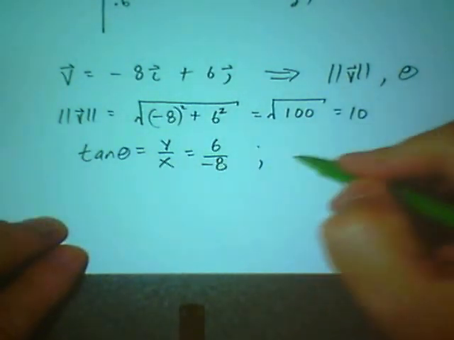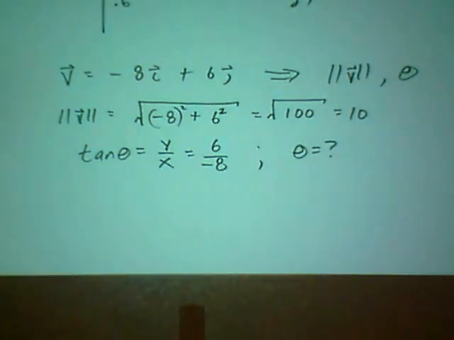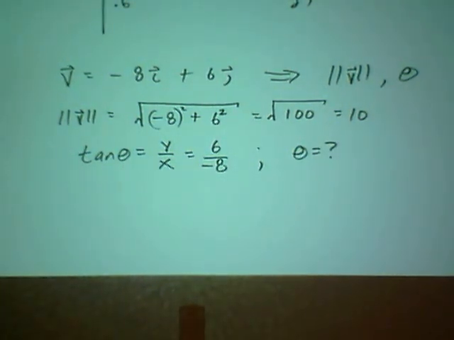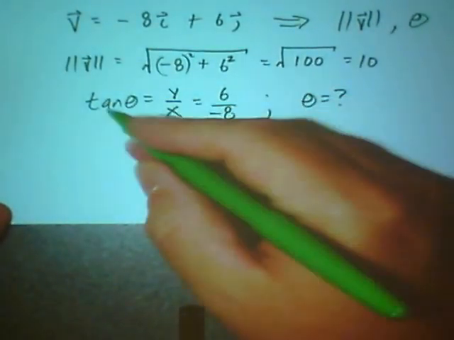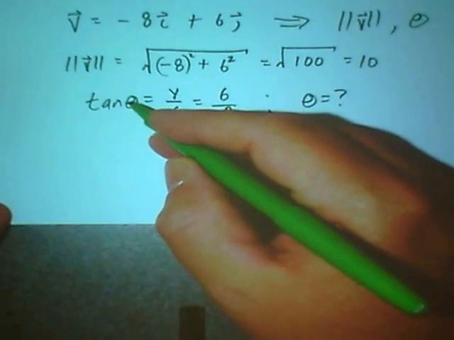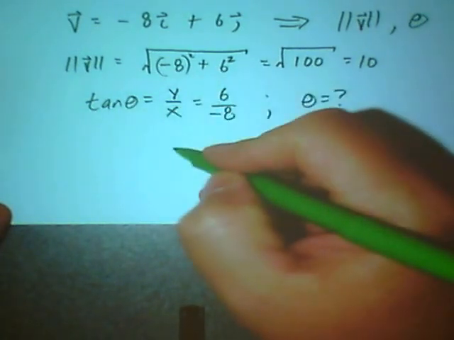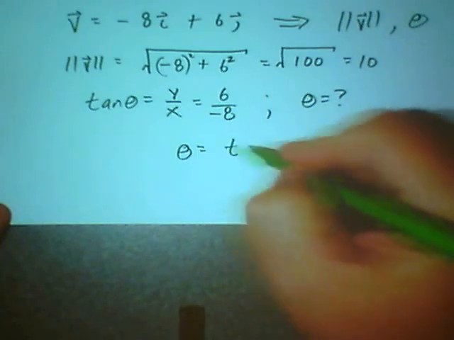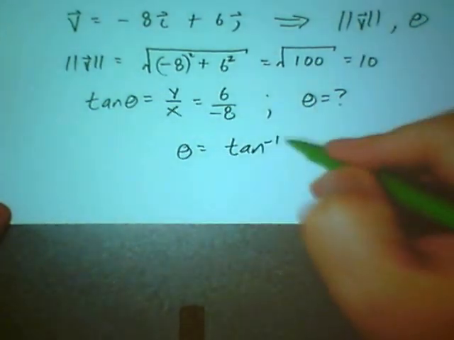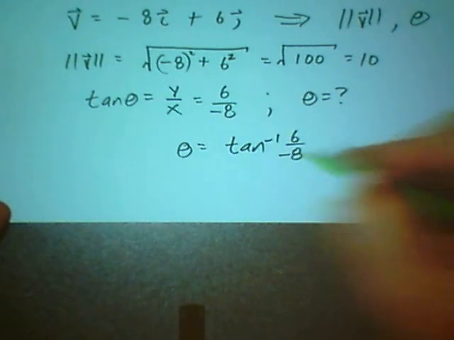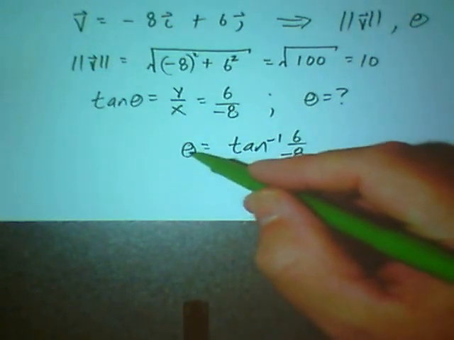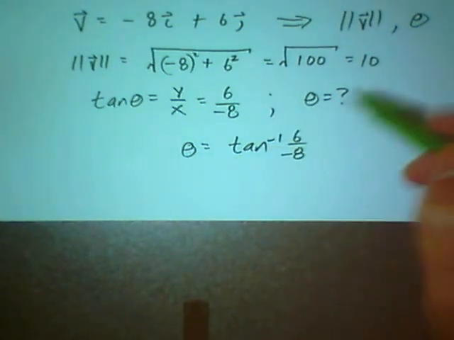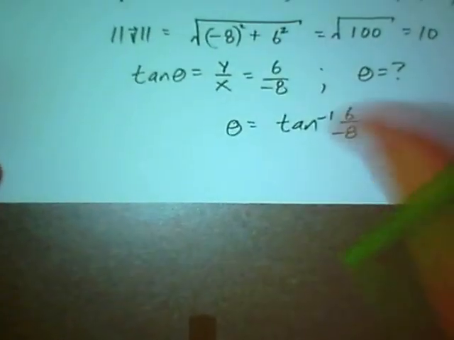Now what I'm really looking for is the angle. Since I want to find the angle, and since tangent of theta equals 6 over -8, the way to get the actual angle is to take the inverse tangent of both sides, so you end up with theta equals the inverse tangent of 6 over -8. If some of you don't quite get that, think of it like this.